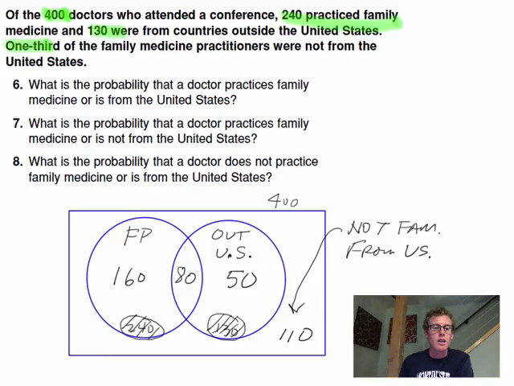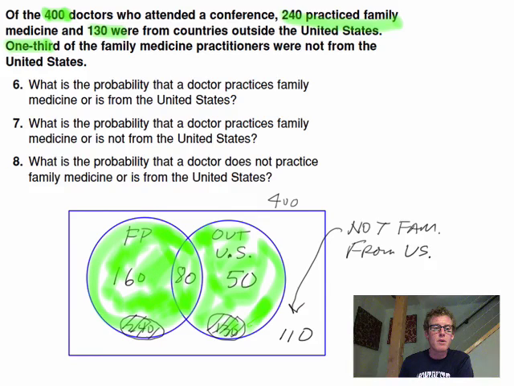Let's get my highlighter ready here. Okay, what is the probability that a doctor practices family medicine or is not from the United States? So let's just first do not from the United States. Well, that's going to be this whole area in here. And what about this 80? Well, yeah, these people are not from the US also. And then the other thing we want to talk about is the probability that a doctor practices family medicine. Well, that's going to be this whole chunk right here.